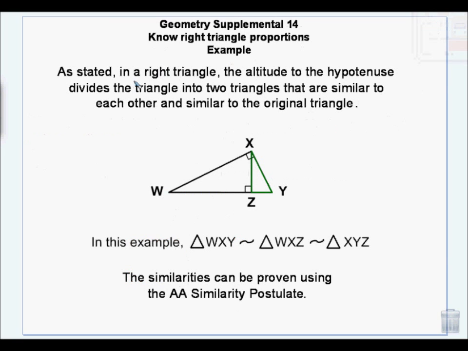All right, so in a right triangle, the altitude to the hypotenuse, so if this length here is the hypotenuse, this is our altitude, divides the triangle into 2 triangles that are similar to each other and similar to the original triangle. So we have WXY, that's the original triangle, is similar to WXZ, is similar to XYZ. So big triangle is similar to medium triangle is similar to little triangle.